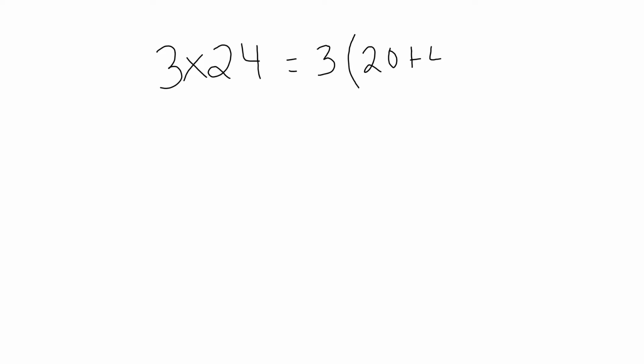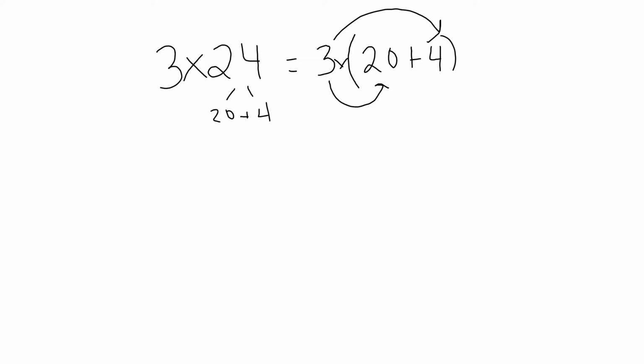So let's look at some different ways to write this, the distributive property. So we have 3 times 24 again. So we could write it as we just did, as 3 times the quantity of 20 plus 4, because we broke the 24 into 20 plus 4, okay? We could also express this as distributing the 3 to the 20 and again to the 4.